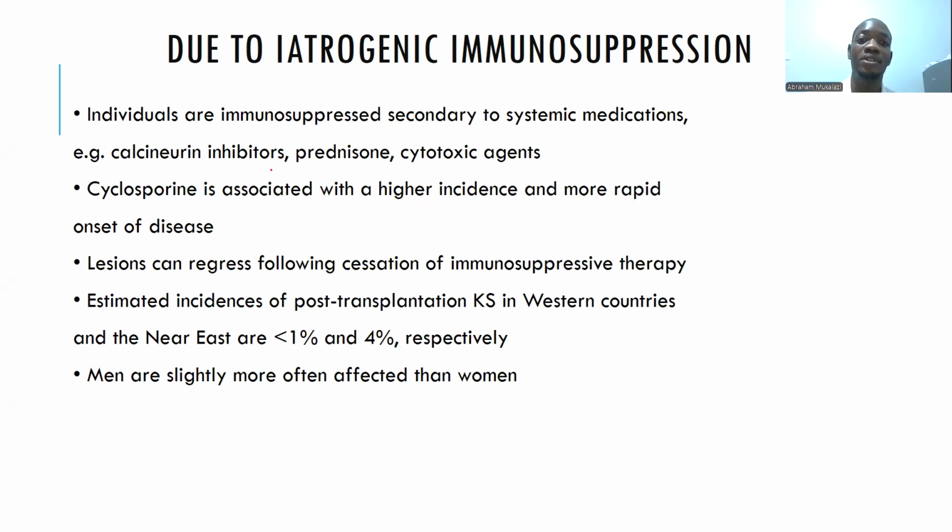Then because of this immune suppression, they end up getting malignant transformation, giving you Kaposi sarcoma. So that is the iatrogenic type. So we only see it in people with immune suppression.